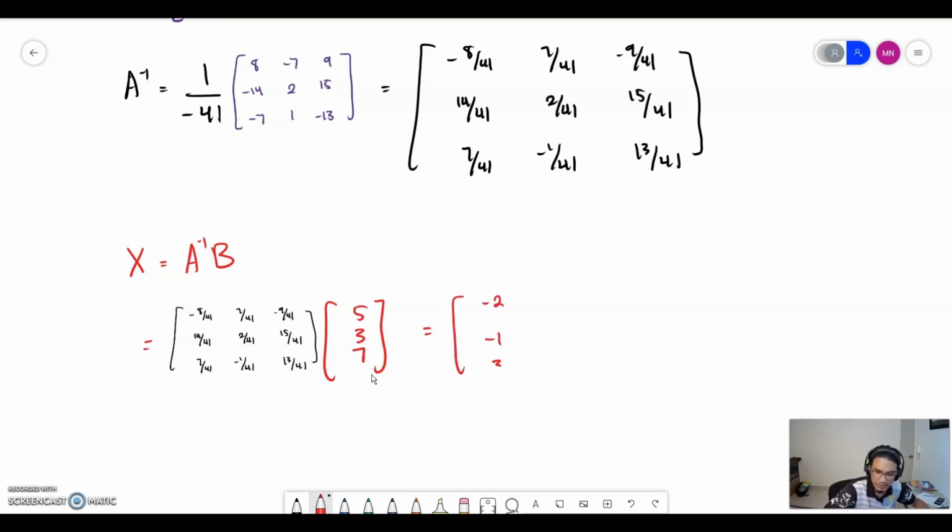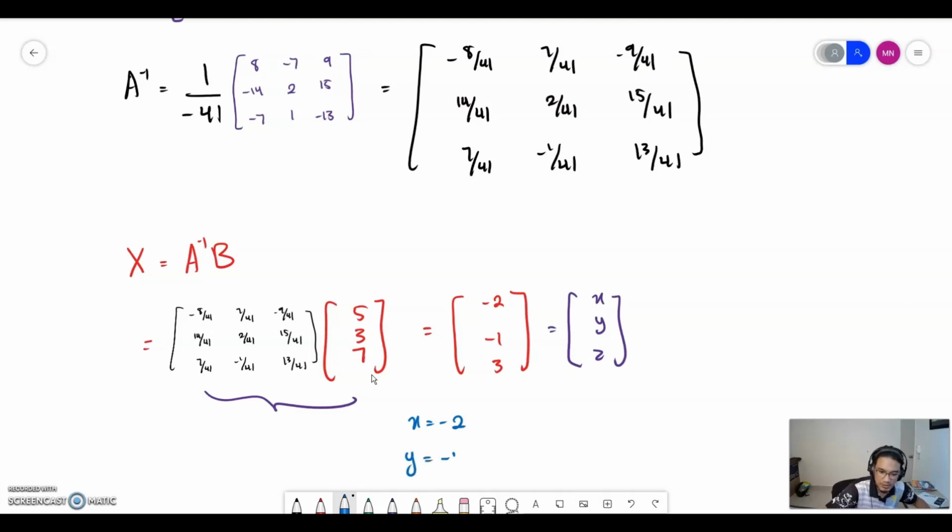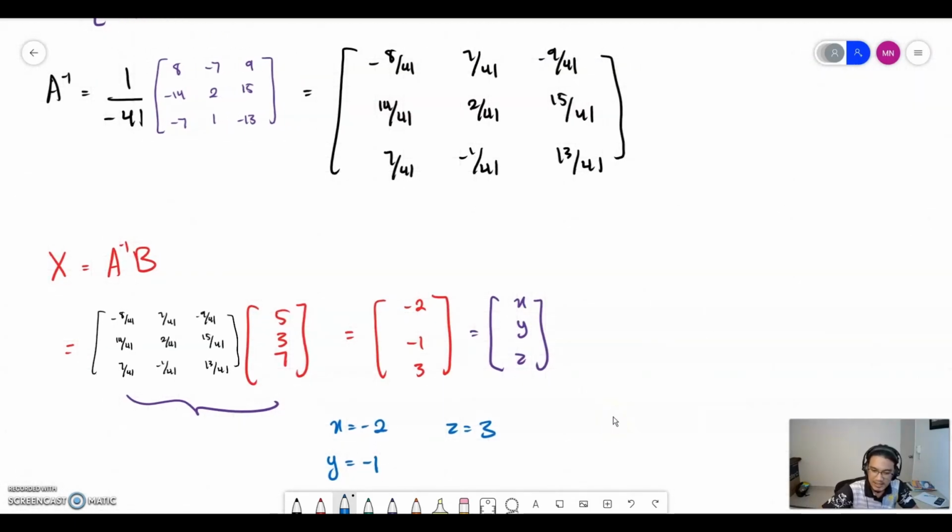-2, -1, and 3. Okay, so from here you have to do multiplication between matrices and then you will have your final answer, which is a 3 by 1 matrix. And now we know that this is actually equal to matrix of X, which is the X, Y, and Z. And we can make a conclusion right here that X is equal to -2, Y equal to -1, and Z is equal to 3. So now we have finished our calculation to solve 3 linear equations by using inverse matrix method.